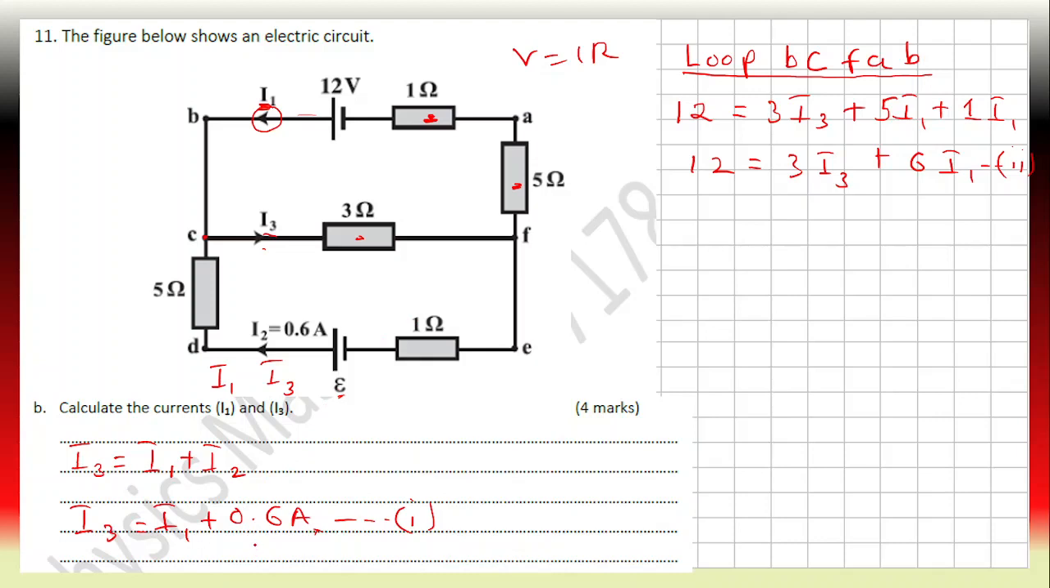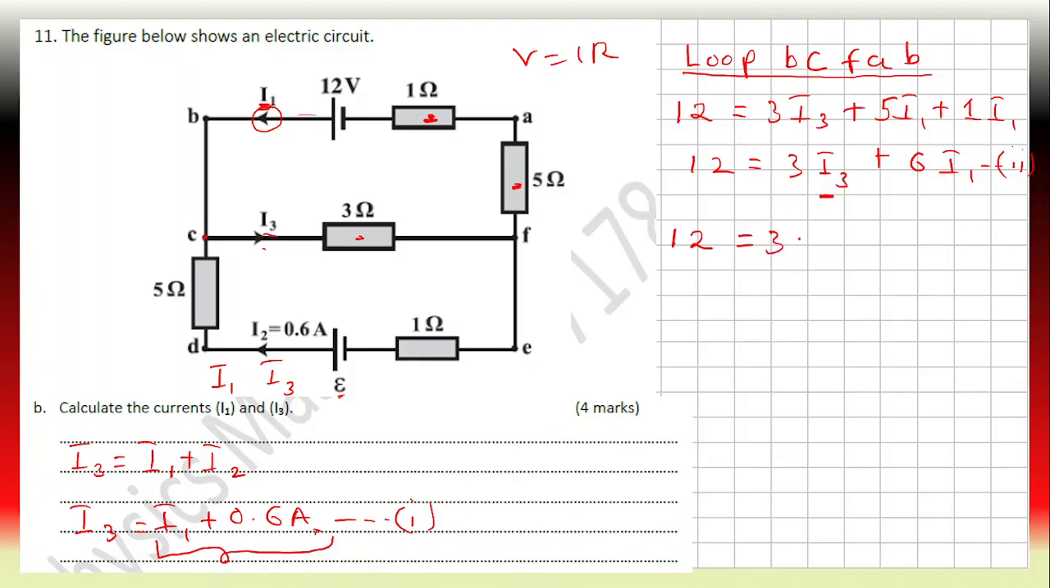So we have two equations. We want to solve them simultaneously. Which method is the best to use here? I will use substitution. In the substitution, I'm going to substitute I3. Where we have I3, I'll place this one because I3 is I1 plus 0.6. So from there, we'll end up with only one unknown, which we can get.